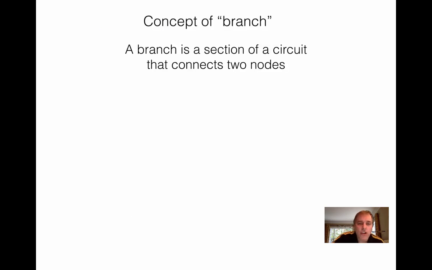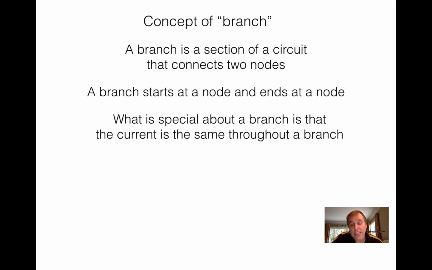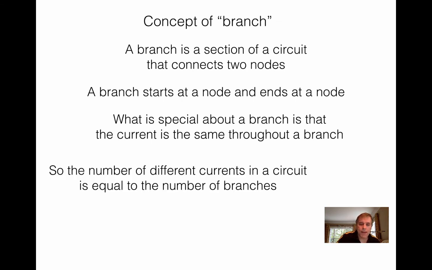Okay, concept of branch. A branch is a section of a circuit that connects 2 nodes. So you go from one node to another node, that's a branch. Why do we introduce that? A branch always starts at a node and ends at a node. What's special about the branch is that because it starts at one node and goes to the next node, the current must be the same throughout the branch.